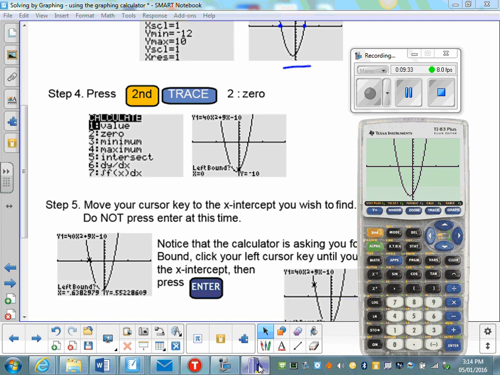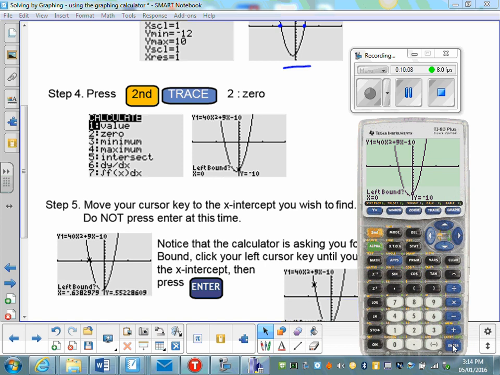So the next step that I have to follow here is, in those top blue buttons on the calculator, you can see the button trace. I need to get to the calc menu, which is the calculate menu. So I'm going to hit second and trace, and that takes me to the calculate menu like on your page. And I need to find the zero. So I'm going to hit number 2, or I can move down to the 2 and hit enter.